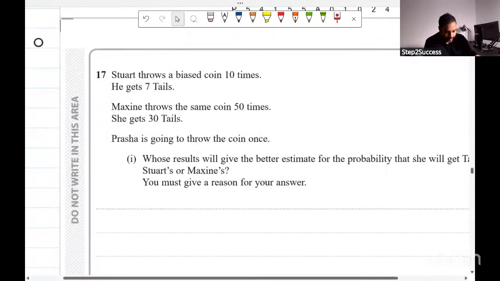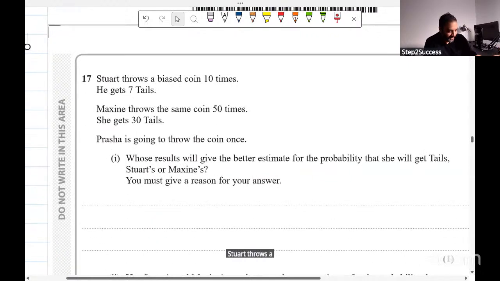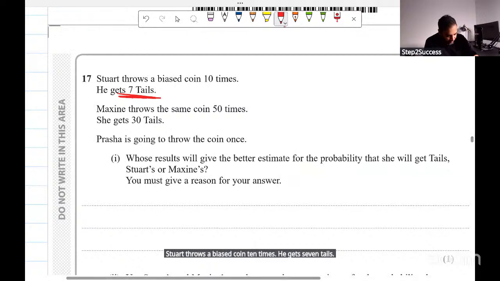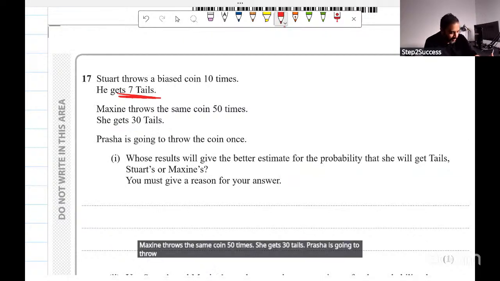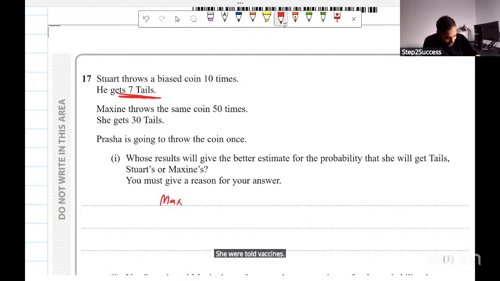Stuart throws a biased coin 10 times. He gets 7 tails. Maxine throws the same coin 50 times. She gets 30 tails. Prasha is going to throw the coin once. Whose results will give the better estimate for the probability that she will get tails, Stuart or Maxine's? The answer is Maxine's. The more times you do any experiment, the more reliable your results get.